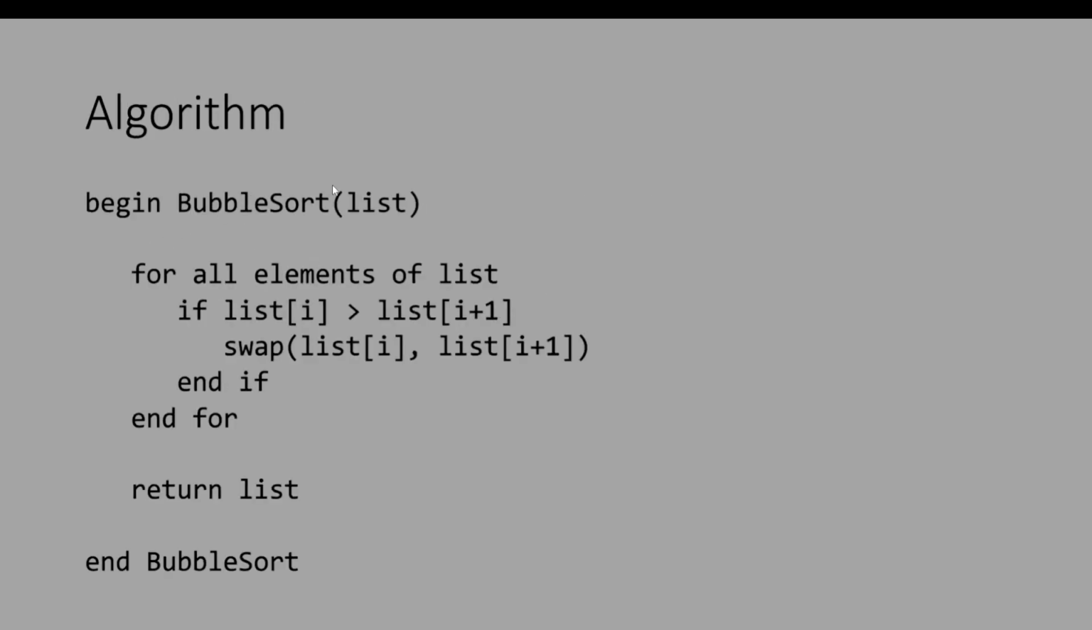Here's the algorithm. Begin bubble sort on the list. It will loop for all the elements of the list. Here we compare adjacent elements: we start with the list element at the 0th index and compare it with the element at index i plus 1, that is, the first index. If the element at index 0 is greater than the element at the first index, then we swap those. And this for loop will run for all the elements.